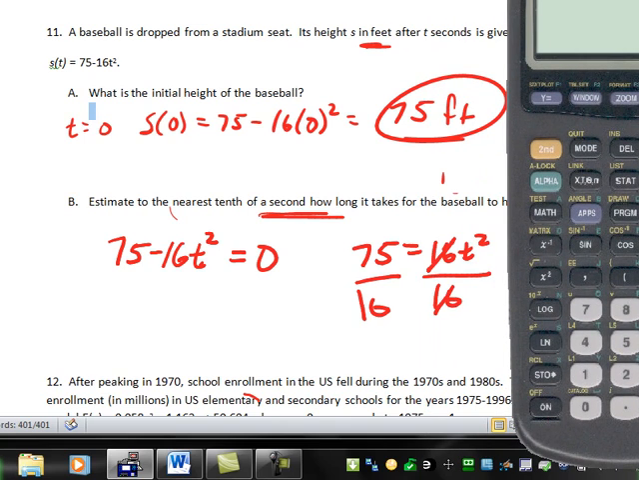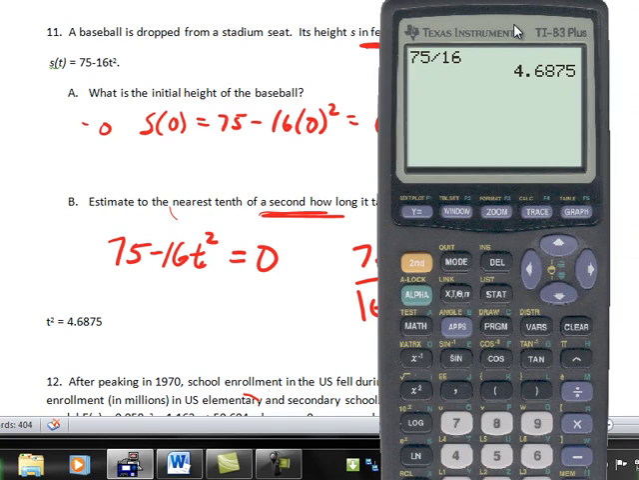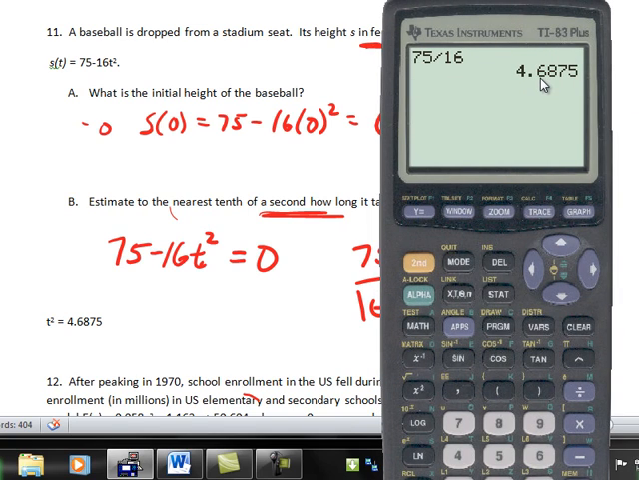I'm running out of room here, let me come back over here. So I've got 75 divided by 16, so I'll have t squared equals 4.6875. I've lost my pen, but I don't want to restart in the middle of the problem. So t squared equals 4.6875. And I recommend not rounding until the very end. So don't say 4.7 and then square root that and get a decimal. When you start rounding upon rounding, it just introduces a lot of error.